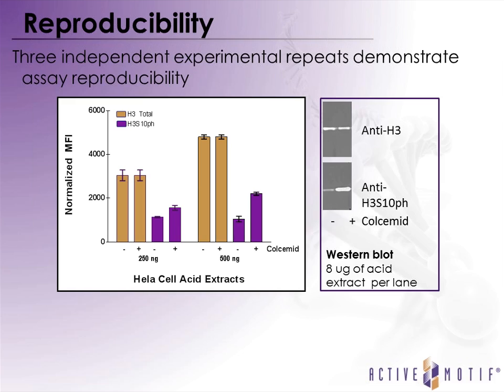Finally, in this last data slide, I show you the reproducibility of this assay. The HeLa cells that had been treated with colcemid, a drug which arrests cells in mitosis, was repeated 3 independent times. And the data shown here on the left is the average of those 3 repeats, with the error bars being standard deviation. You can see the increases in serine 10 phosphorylation in the colcemid-arrested cells, and you see the similar increase in the Western blot on the right.